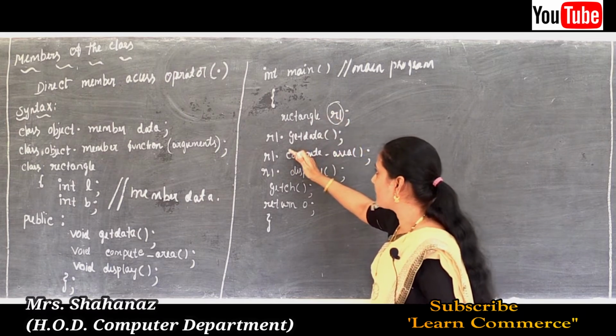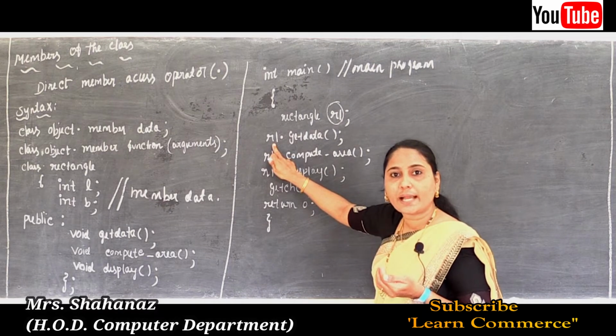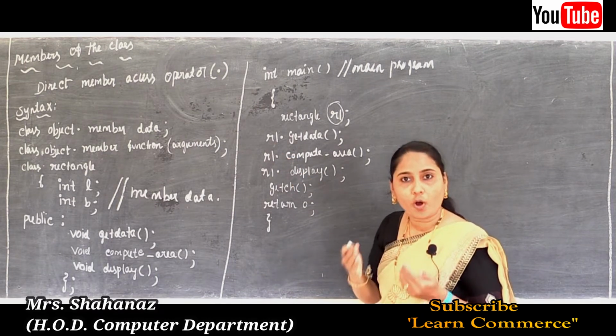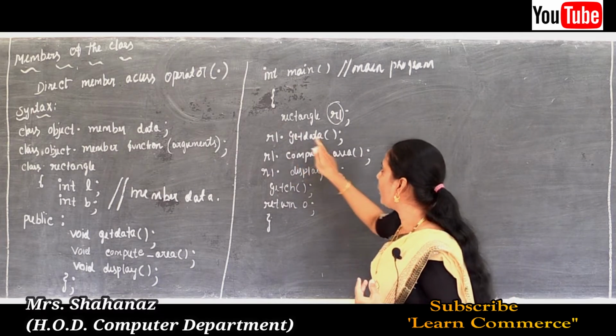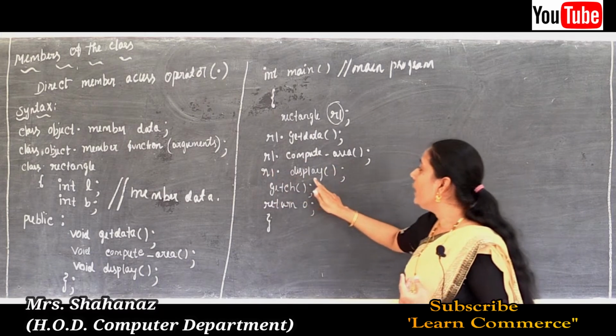Now I am going to access the member functions. How am I going to access them? The syntax for accessing the member functions, or members of the class, is R1 dot getdata, R1 dot compute_area, R1 dot display here.